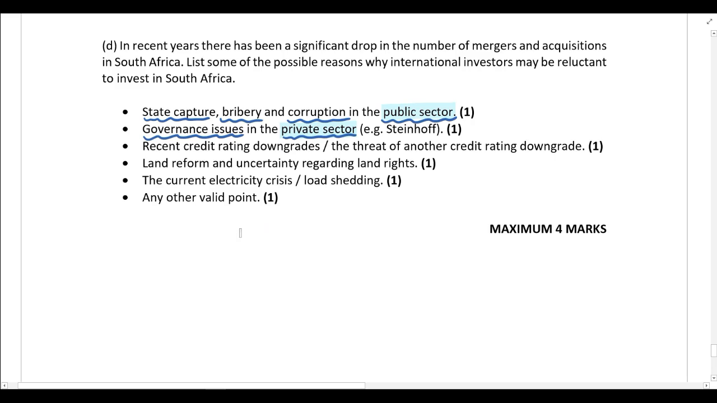Then in addition to that, investors might be concerned about recent credit rating downgrades or the threat of another credit rating downgrade. If you discussed land reform or anything to do with the uncertainty regarding land rights, you can give yourself another mark. If you discussed load shedding or the current electricity crisis, you can give yourself another mark. Then there's one mark available for discussing any other valid point. So if you have any other valid point that you've discussed, please award yourself that mark.